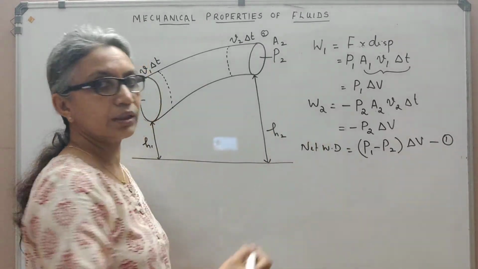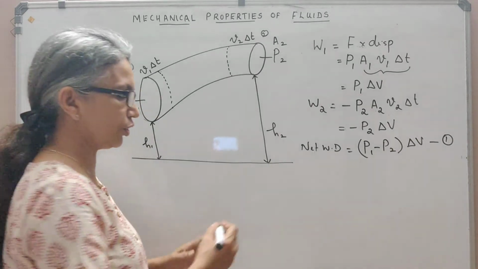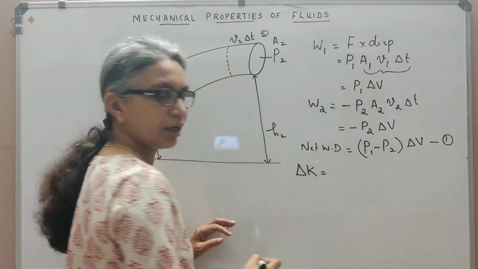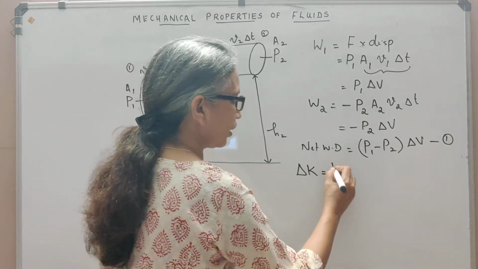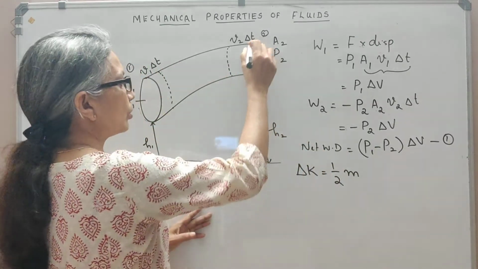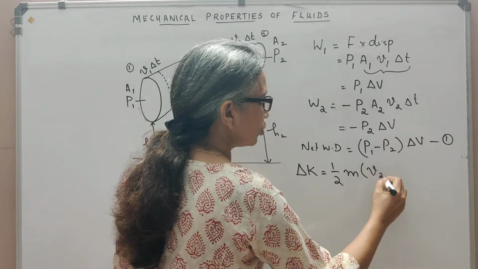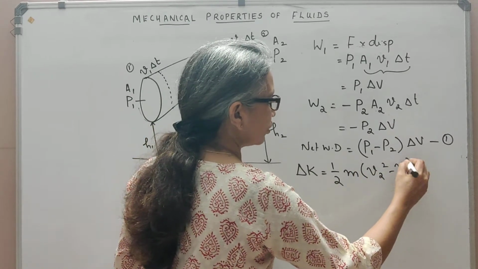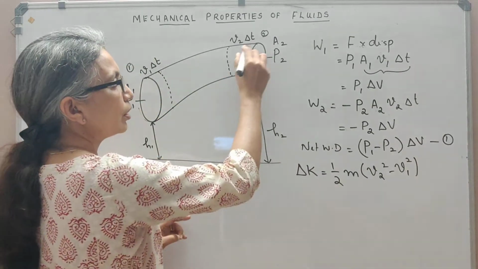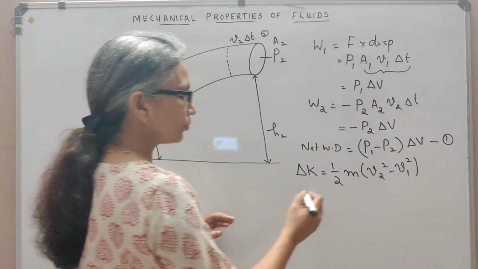Now this net work done has to be equated to the change in kinetic energy and the change in potential energy. So change in kinetic energy we know is half mv square. So we have half m. At this end it is V2 and this end it is V1. So this is going to be V2 square minus V1 square, where V2 is larger than V1, because you see a smaller area of cross section, we know V2 will be larger.